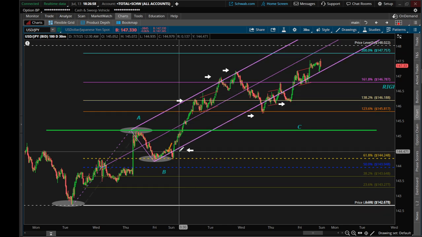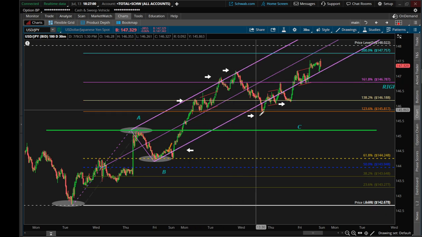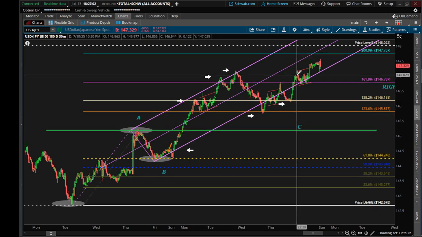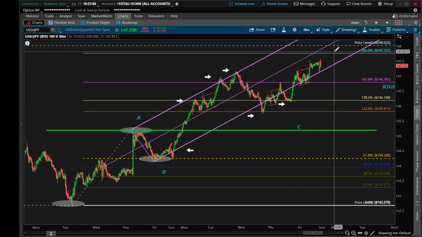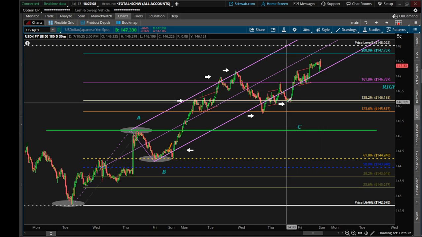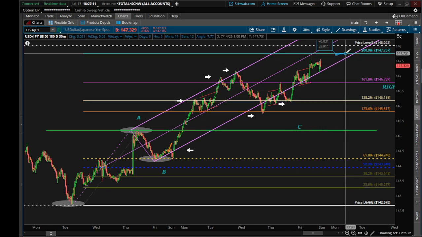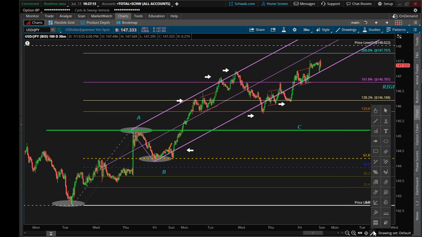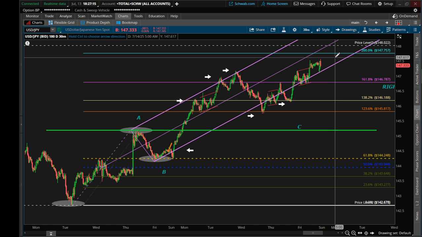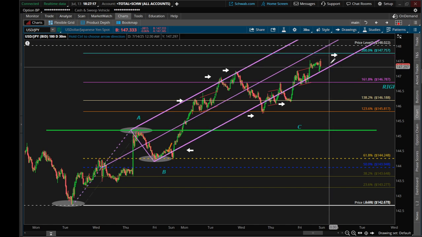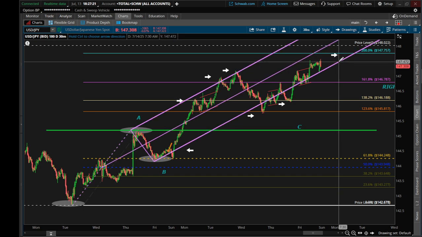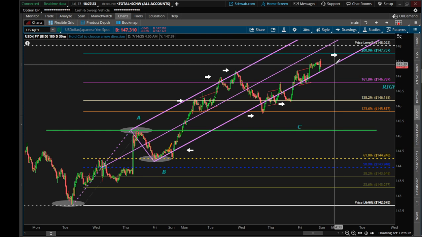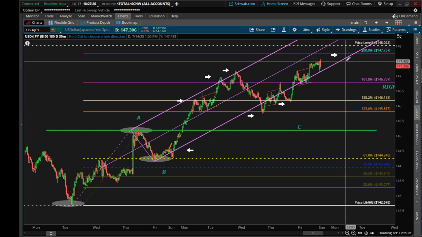So entries, exit, exit, exit, entry, entry, and now we're going to exit. If you got this entry here, you exit here. Oh, whoops, meant for an arrow. You exit here as long as we consolidate above the bottom pitchfork.